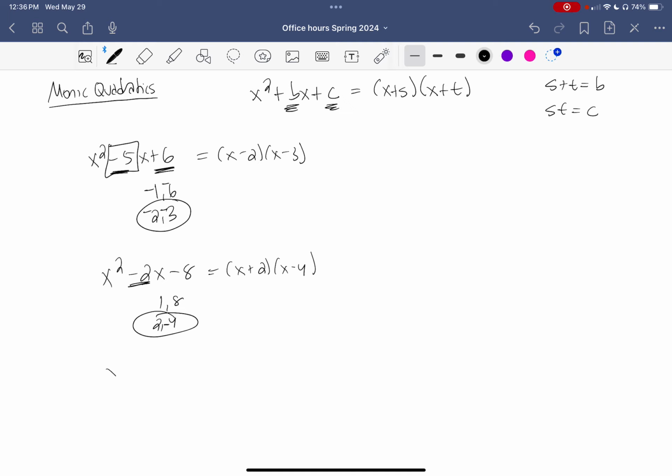All right, one more. X squared plus 8x plus 12. So this time I'm looking for two numbers that multiply to 12. They can be 1 and 12, 2 and 6, or 3 and 4. Because it is a positive 12, they're either both positive or both negative. Since they need to add to positive 8, they're both positive, and my answers are 2 and 6. So it factors as x plus 2, x plus 6.